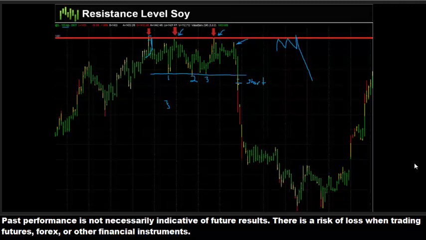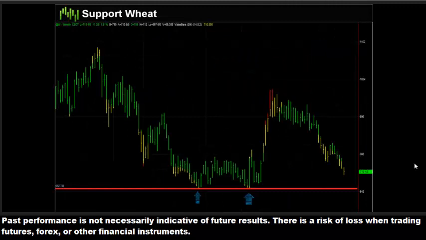And that allows you to catch the rest of that down move. Because when a market breaks through a strong support or resistance level, it will a lot of times start running. So again, that's resistance, where the market hit against it and fell. Resistance is at the high, or above the prices. Support is the lows.